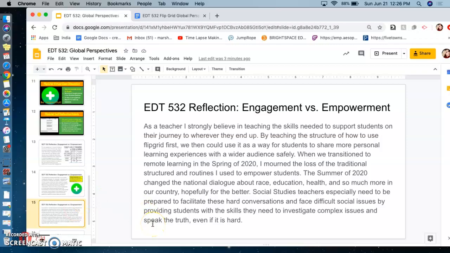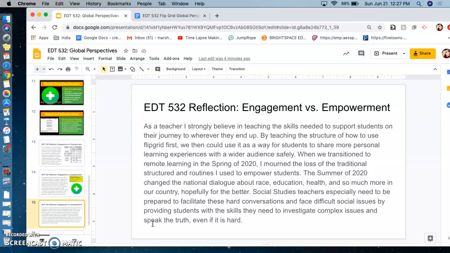And then just to dive in a little bit more, in addition to scaffolding, I think it's really important to also start teaching students how to put their ideas out there virtually in a respectful manner, but also in a way that they feel empowered to share what they're passionate about, what they are concerned about, and to really feel empowered. I think the summer of 2020 has just changed our dialogue about race, education, health, environment, like so much.